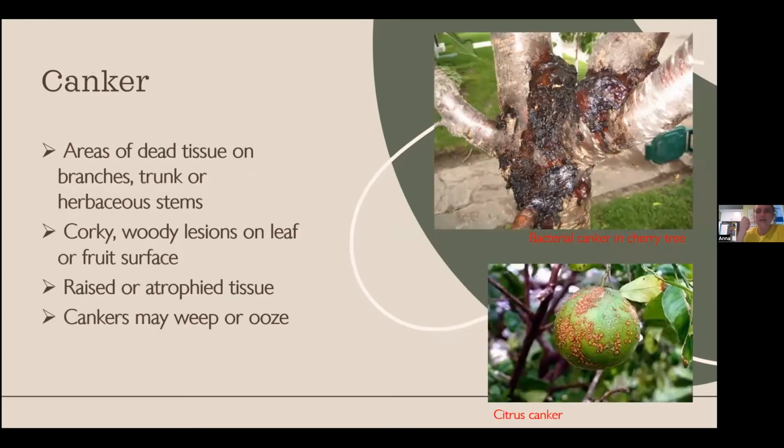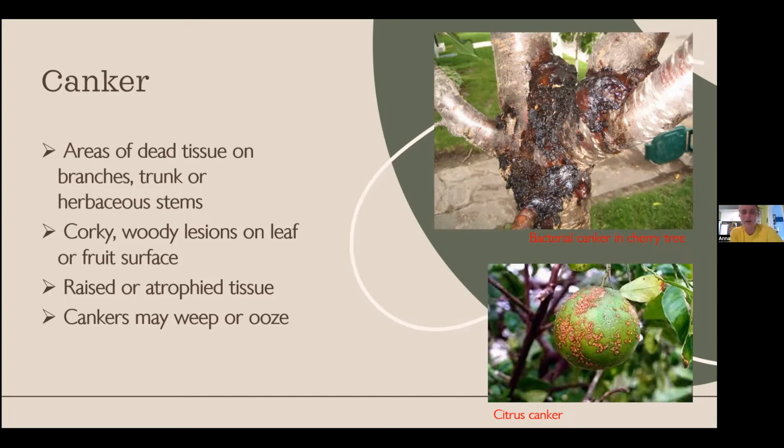Next up is canker. This is our next symptom to look at. These are areas of dead tissue on branches, trunks, or herbaceous stems. And they can present as corky, woody lesions on leaves or fruit surfaces, raised or atrophied tissue, and then some cankers may weep or ooze. And we'll talk a little bit more about this really disgusting looking ooze going on with this bacterial canker in a cherry tree in this case.